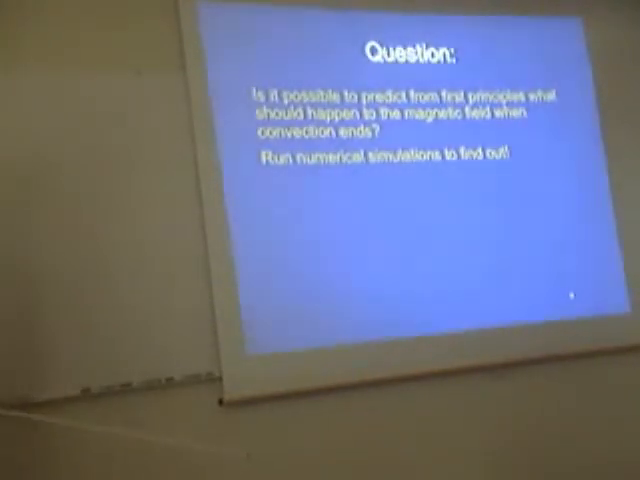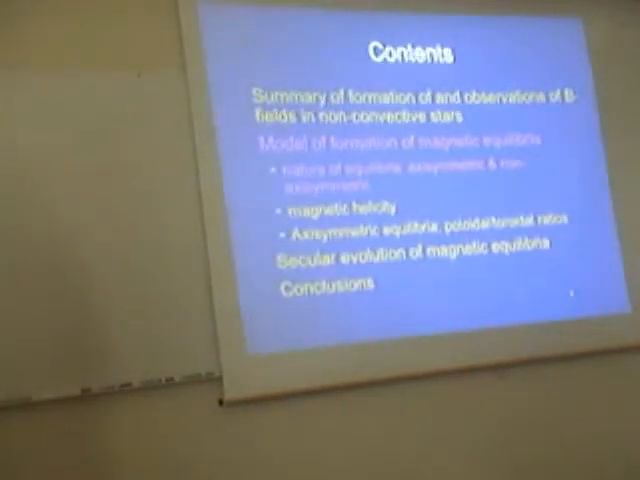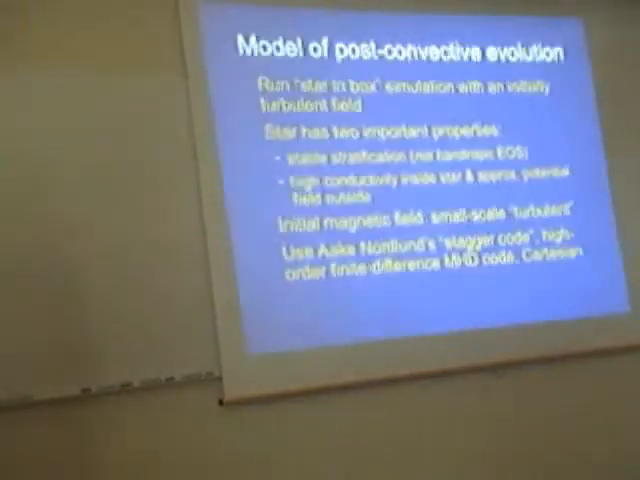Okay, so the obvious question to ask is: is it possible to predict from first principles what happens to this magnetic field when the convective motion switches off? So I've tried to answer this with some numerical simulations. Okay, so now I'm going to describe this model of formation of these large-scale fields.